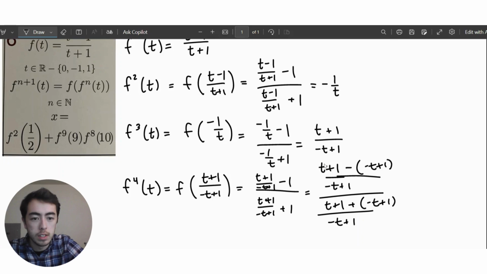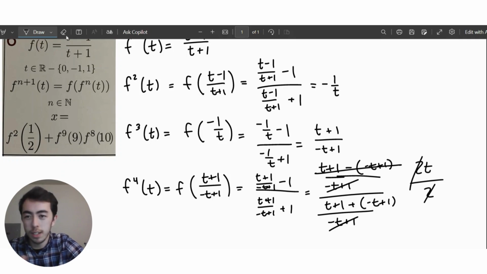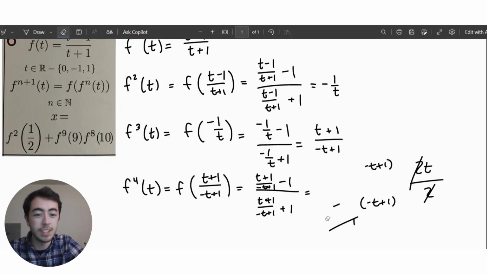Okay. T minus negative t is 2t. 1 minus 1 is 0. So I've dealt with this. And then, yeah, these ones cancel here. And then in the denominator, I have t plus negative t. That cancels. And so 1 plus 1 is 2. There we go. So just like I thought, all of this stuff just simplifies down to a t.